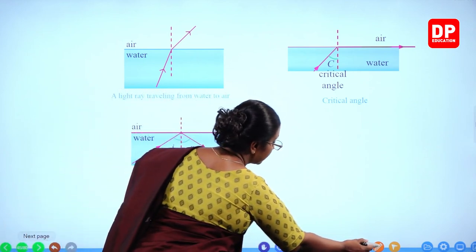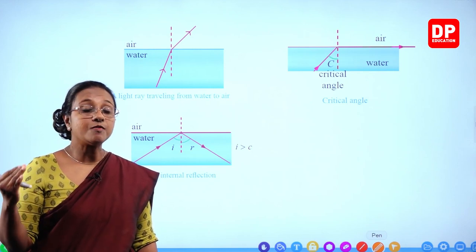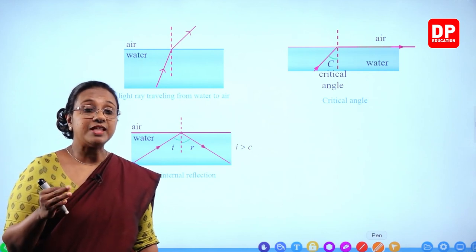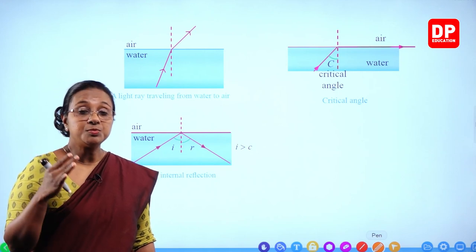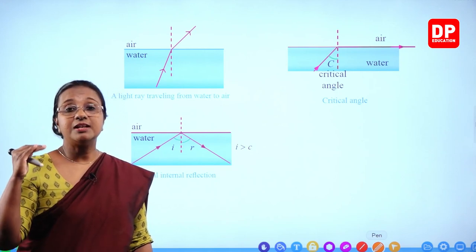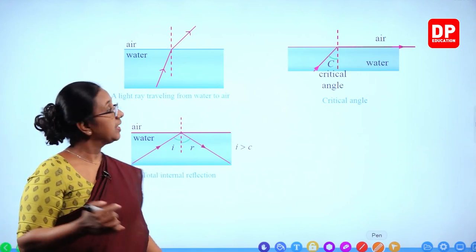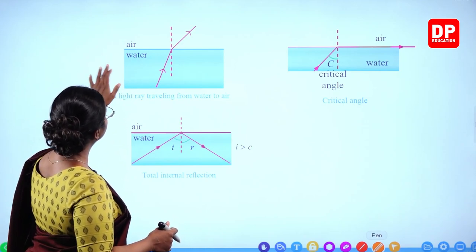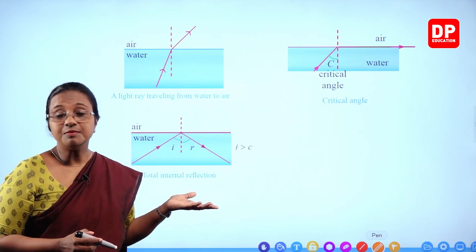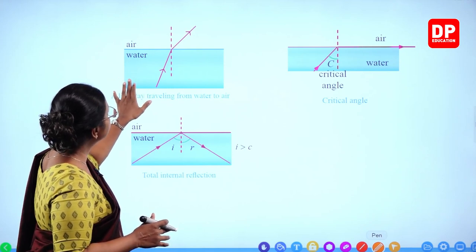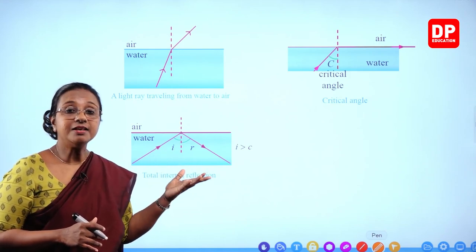Now you all can remember, students, when light travels from one medium to another, the densities of the media are different. Because of that, the speed of light varies from one medium to the other. If the speed of light is faster, we call it the rare medium. If the speed of light is slower, we call it the denser medium. Here I have used water and air. Water is denser, air is the rarer medium, because the speed of light is less in water and more in air. So air is the rare medium.